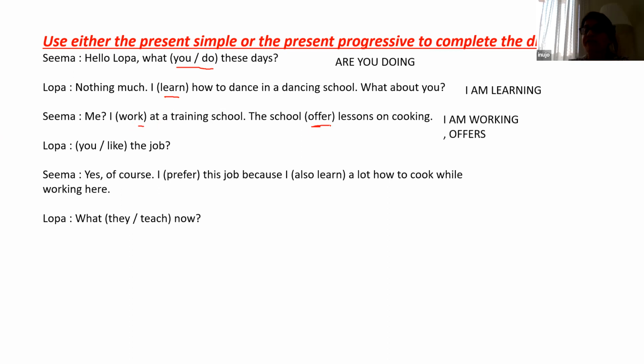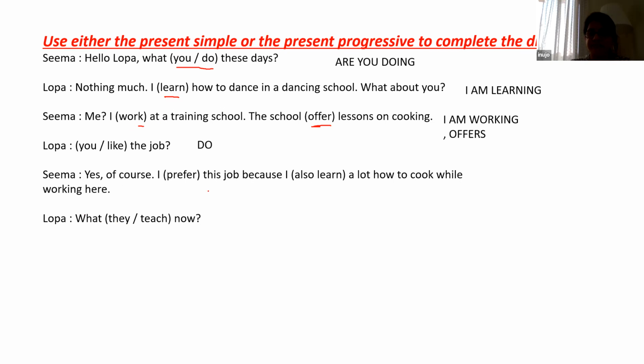The school offers. You have to add S. The school offers lessons on cooking. Next. Do you like the job? Here your verb becomes you like, you have to add do. Do you like the job?